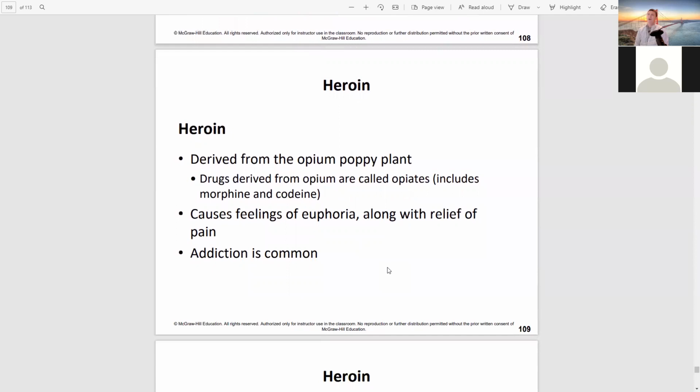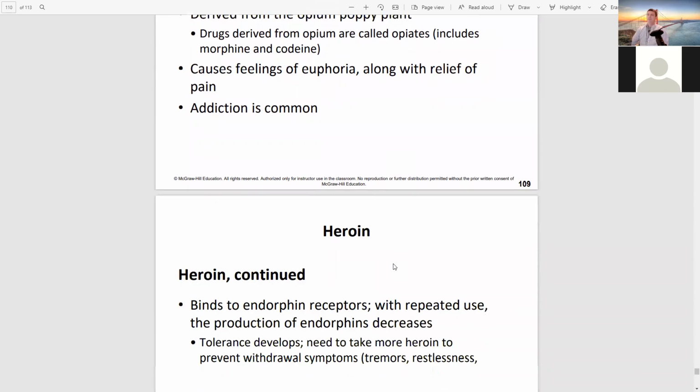So heroin is derived from the opium poppy plant, and drugs derived from opium are called opiates, which includes morphine and codeine, and causes feelings of euphoria along with relief of pain. And addiction is very common.